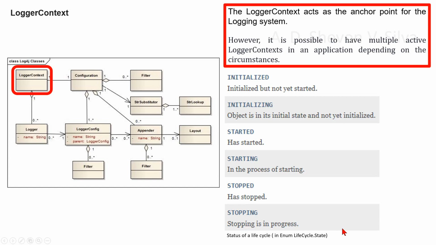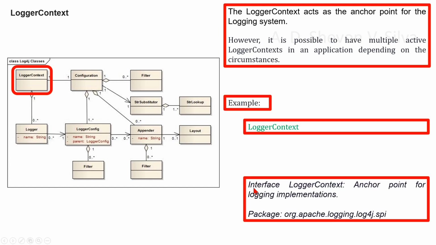Here you can see the status of a lifecycle, in this enum Lifecycle.State. The status of a lifecycle like a logger context. INITIALIZING means the object is in its initial state and not yet initialized, INITIALIZED but not yet started, STARTING is in the process of starting, STARTED has started, STOPPING is in progress, and STOPPED has stopped. As an example, we can consider the interface LoggerContext.